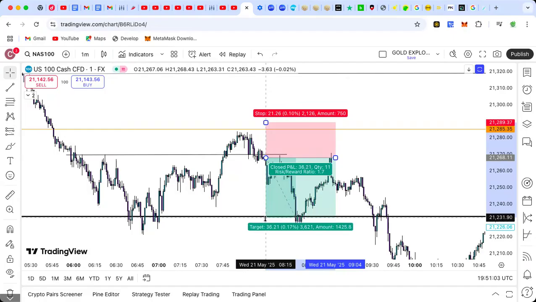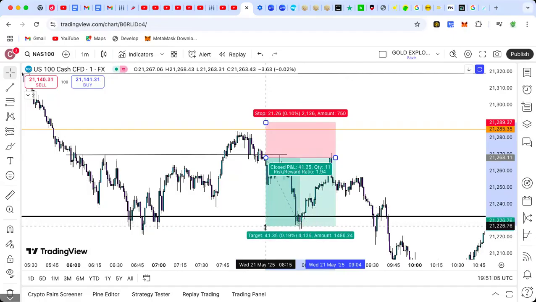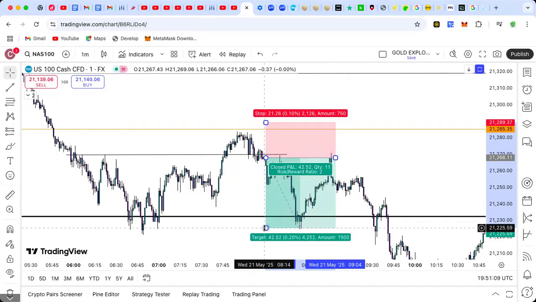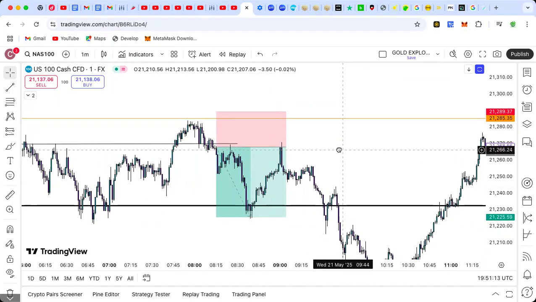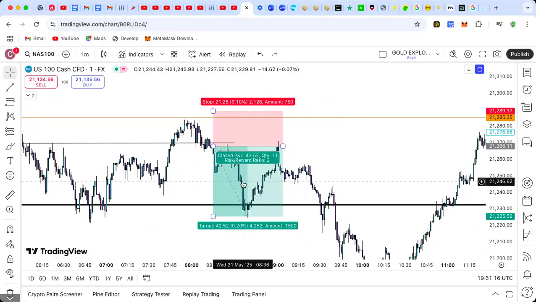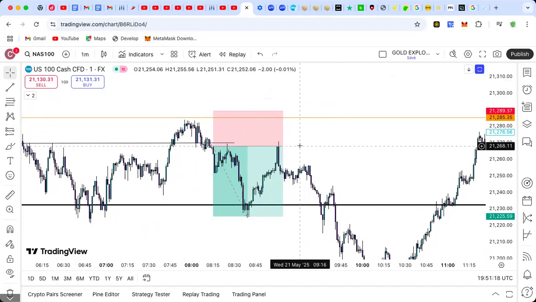So 1:2. You can see 1:2 risk reward. There you go. Now the profit has been delivered. Now this is the challenge you may have at a point. All right, this is a challenge that may happen.